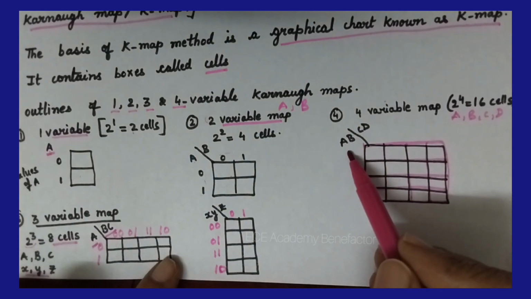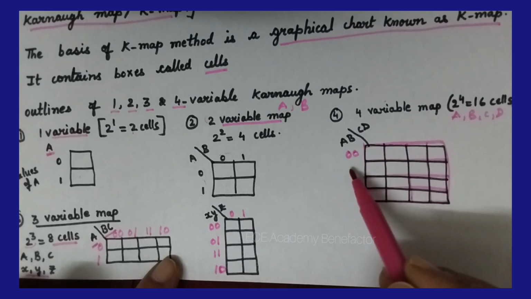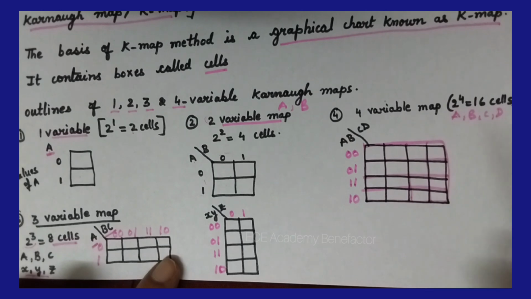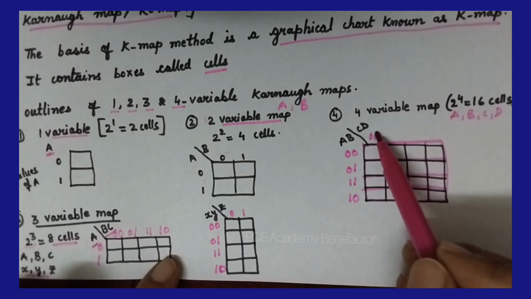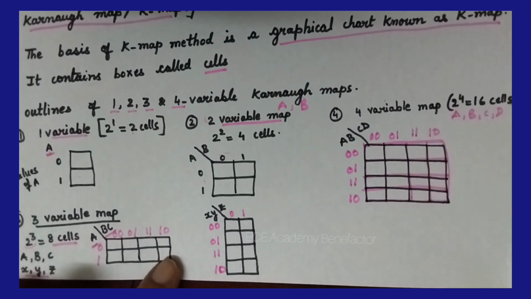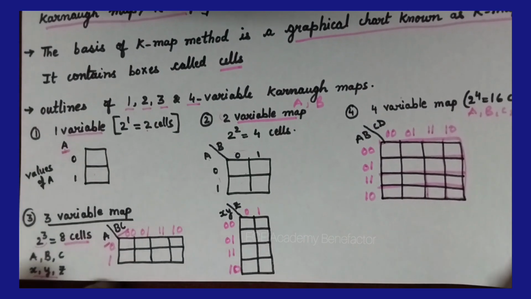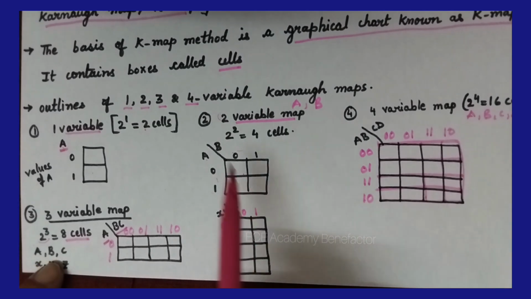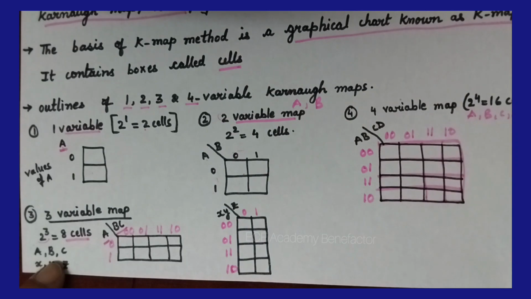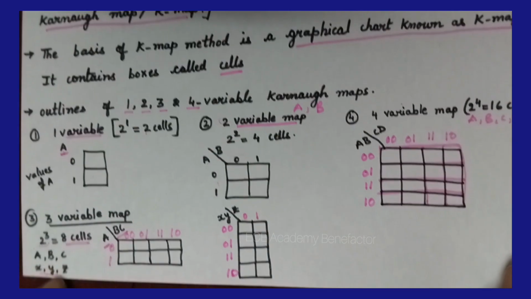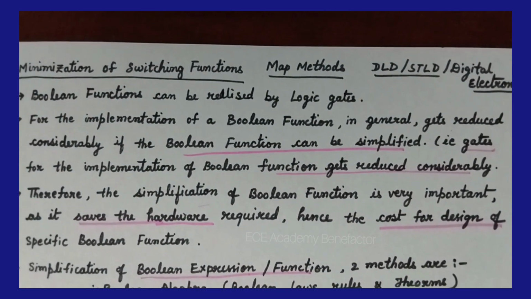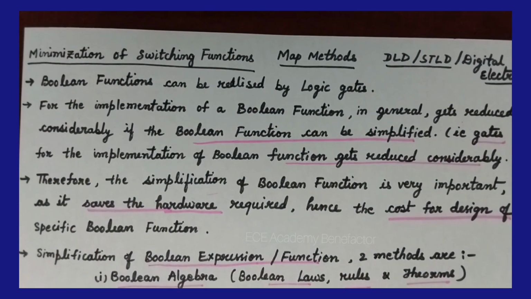So for AB, 2 variables, write their values as 0 0, 0 1, 1 1, 1 0, and the CD values are 0 0, 0 1, 1 1 and 1 0. So this is how we can draw the outline of one variable, two variable, three variable and four variable Karnaugh map or K-map method. So in this class we understood how we can minimize the Boolean functions and what the different methods are. I hope it's clear now.